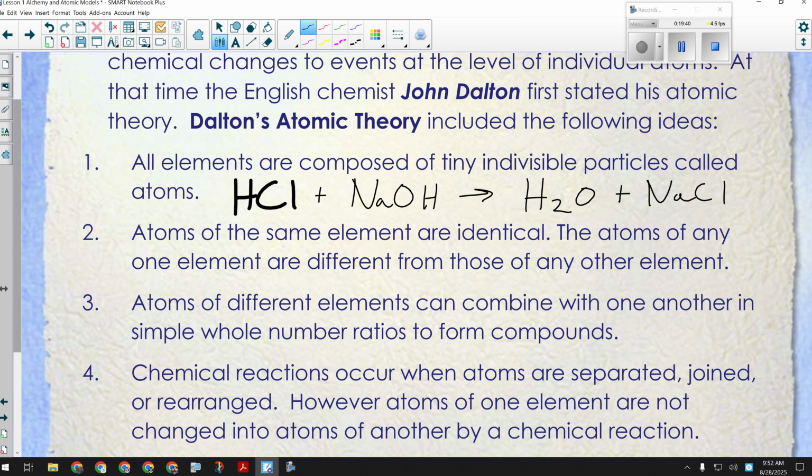And of course then that would mean that the atoms of one element are different from the atoms of another. So carbon atoms look different than lead atoms do. Everybody all right with that idea? Kind of talked about that before.